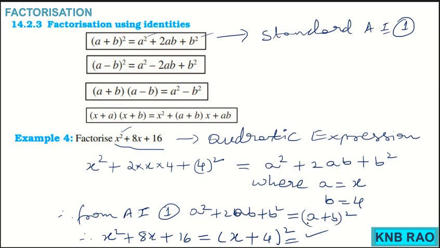So, thus factorization of x square plus 8x plus 16 is x plus 4 whole square. We will conclude it. So, this is the procedure of solving. We say this is the required factorization. Now, let us go for another example.